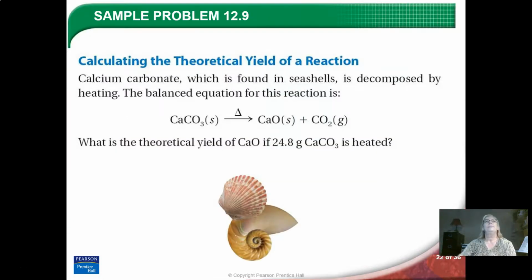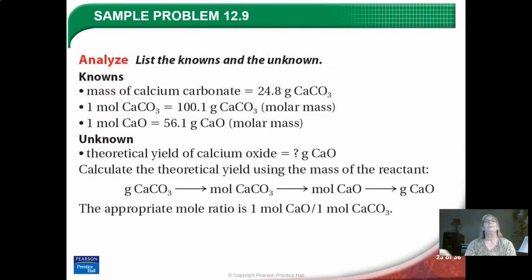So let's try it. Here's my balanced equation when I heat up calcium carbonate. I know that I have this many grams to heat up, and I want to figure out how much I should get when I do this in the lab. It's a good way to check how much you should produce in the lab, to see if your technique is good. So I'm starting with that. I'm changing to moles, then to moles of what I care about, and figuring out the grams.